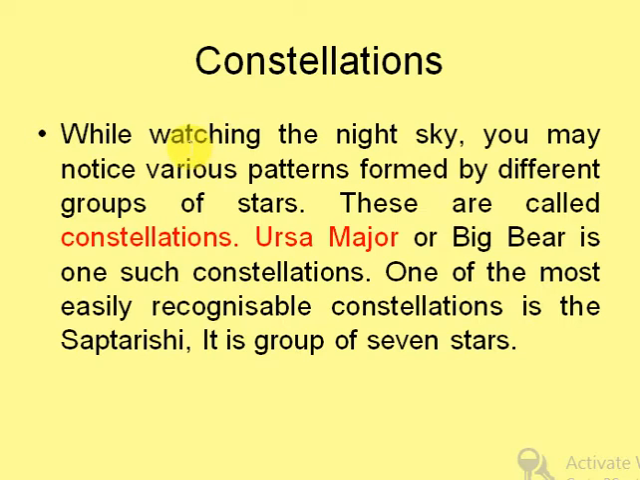Constellations we have already discussed. While watching the night sky, you may notice various patterns formed by different groups of stars. These are called constellations. For example, we have discussed the Ursa Major or Big Bear is one such constellation. One of the most easily recognizable constellations is the Saptarishi. It is a group of the 7 stars.